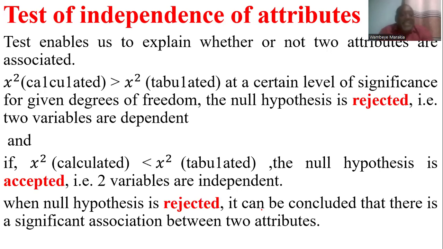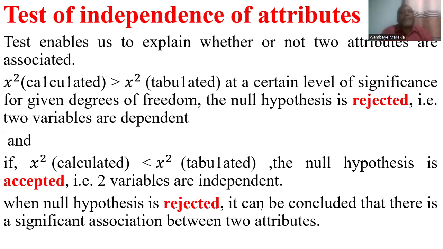When the null hypothesis is rejected, it can be concluded that there is a significant association between two attributes. Let me repeat that very important point. When the null hypothesis is rejected, then a researcher can conclude that there is a significant association between the two attributes. Now, I pause there and ask a question. What do we say when the null hypothesis is accepted? What will be the conclusion when the null hypothesis is accepted?